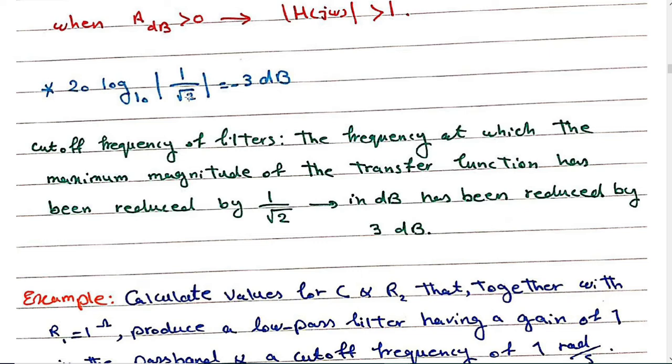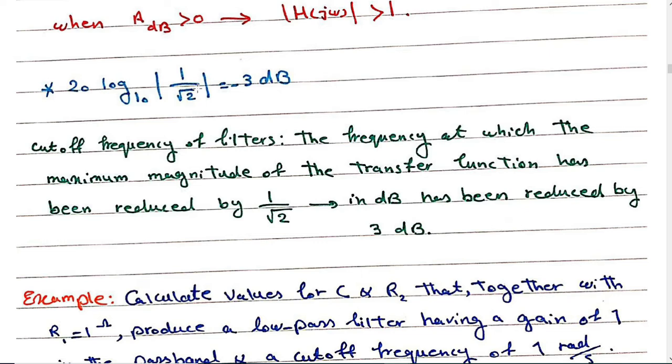Negative 3.01. Negative 3. Negative 0.01. Okay, dB. We say negative 3 dB. So if you calculate this one, you will get negative 3 dB. Why do you calculate 1 over square root of 2? The logarithmic of 1 over square root of 2 multiplied by 20.